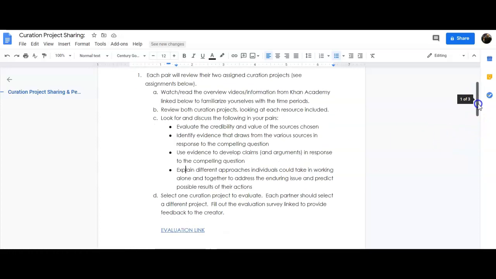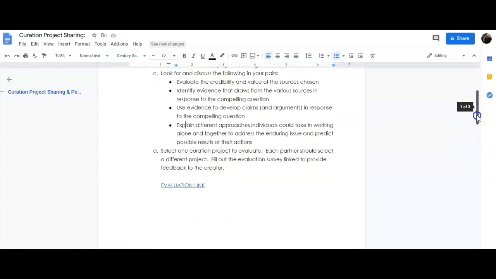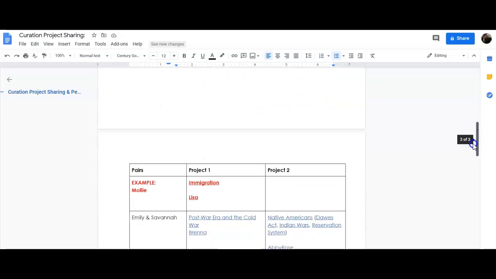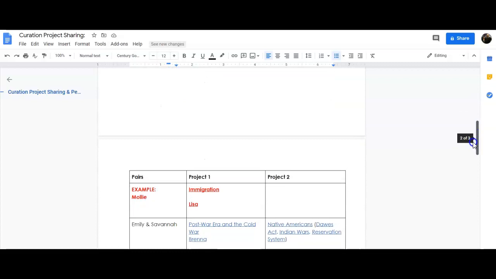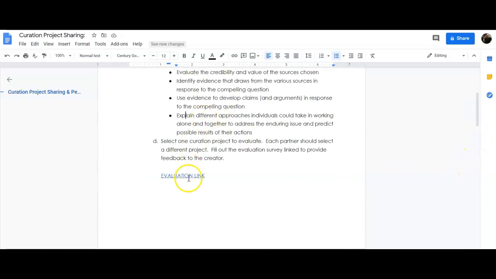After you and your partner have discussed, then each of you will choose one curation project to evaluate. Each person only needs to evaluate one. Obviously, there wasn't a second project here. If another project was here, maybe Molly would choose to evaluate Lisa's. I would choose to evaluate someone else's. And you would click on this evaluation link.